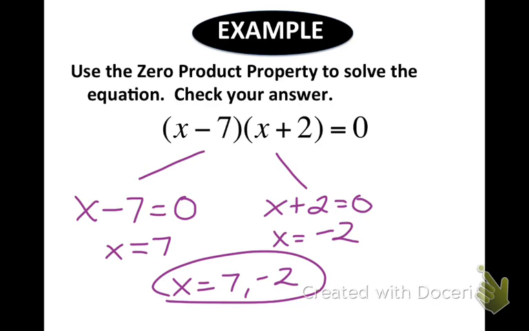That's easy. Seems a little too easy. I thought the x's had to be the same. No, they don't. So if I plug in, let's check it. If I plug in 7 here, I get 7 minus 7, which is 0. Here I get 7 plus 2, which is 9. Isn't it true that 0 times 9 is 0? Yes. If I plug in -2 for both, -2 minus 7 is -9. -2 plus 2 is 0. Isn't it true that -9 times 0 is 0? Yes. So those are my 2 solutions.